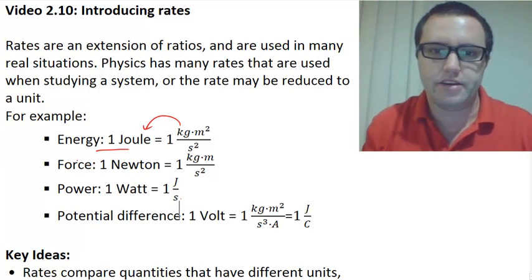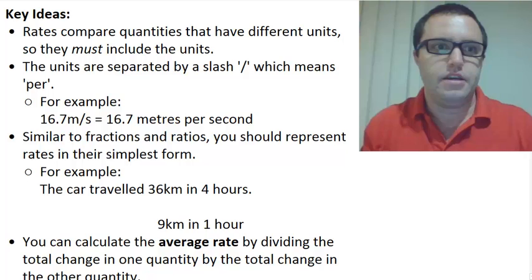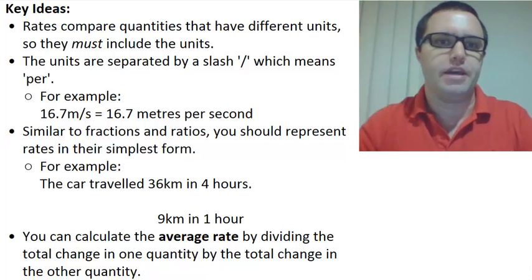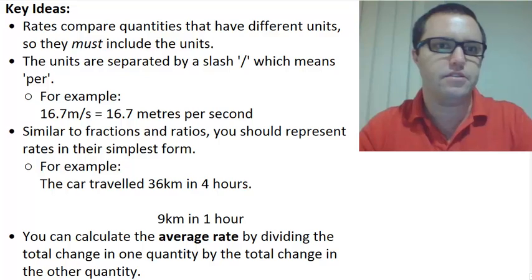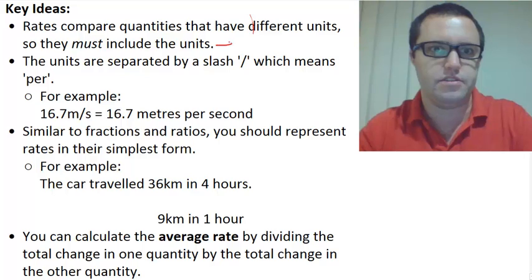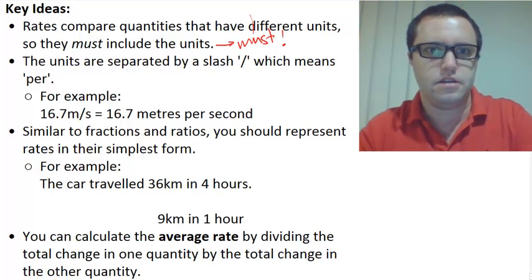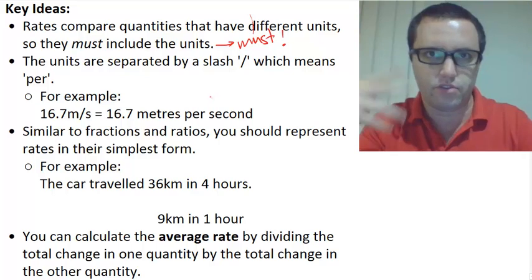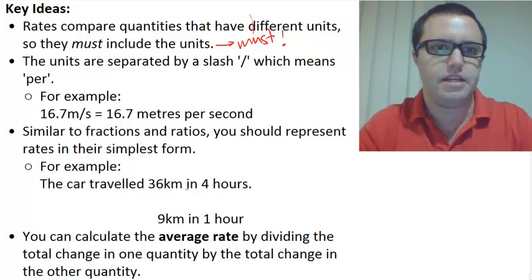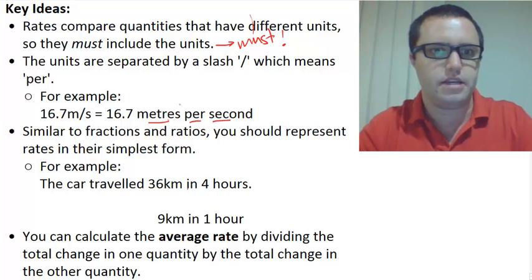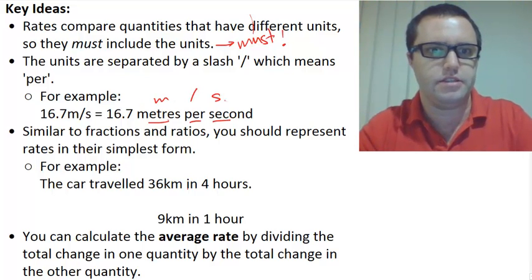But a couple of key ideas to talk about with rates. Rates compare quantities that have different units, so they must include the units, okay? When we're talking about rates, we have to have units. You can't have rates without the units. The units are separated by a slash, which means per, and there are really common ones like kilometers per hour, or here we've got 16.7 m/s, which is equal to 16.7 meters per second, okay?